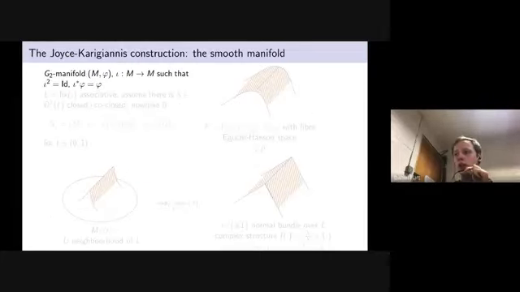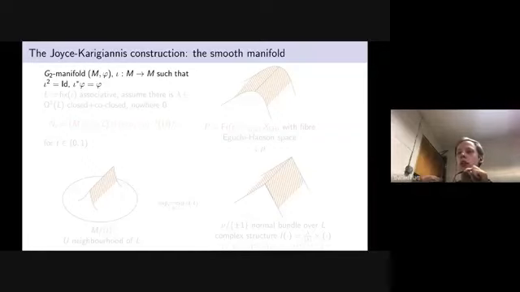Okay, that was the preamble, and now we come to the manifold construction. So the ingredients we need are a G2 manifold M with a G2 structure phi, and a G2 involution iota, so that's a map that squares to the identity and pulls back phi to phi.